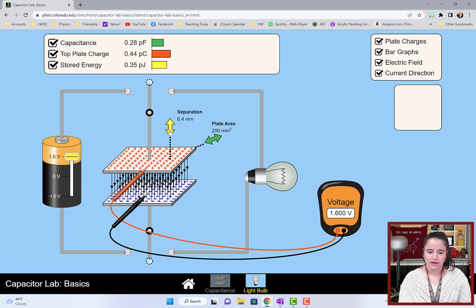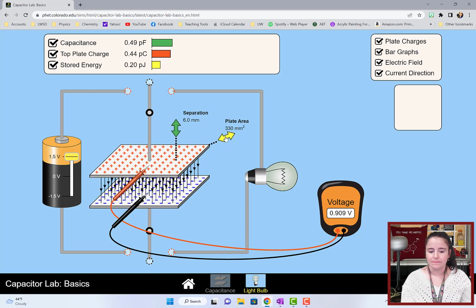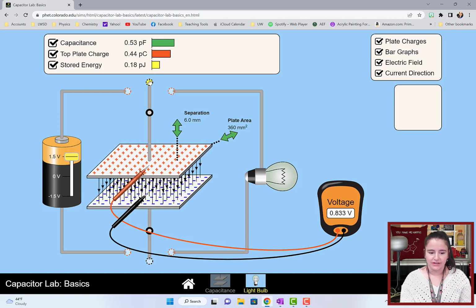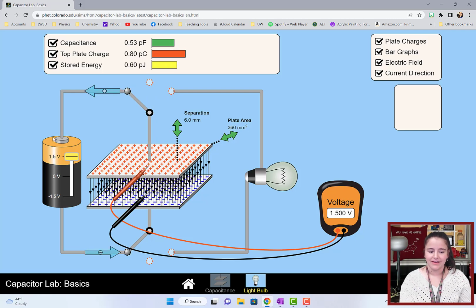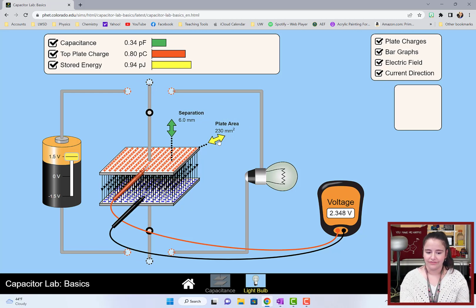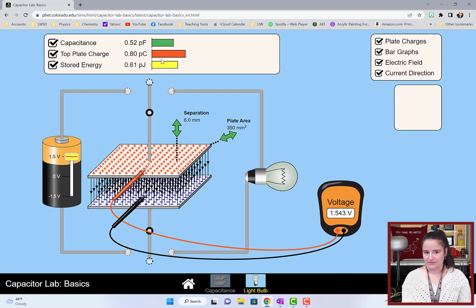We can also change the plate area. So bigger plates are able to store more charge. Okay, if I connected it back to the battery, we can see how it would get that higher voltage and more charge there. When it's disconnected from the battery, note the actual charge itself has no place to go. I can play with the values of it, but that charge doesn't have anywhere to go.